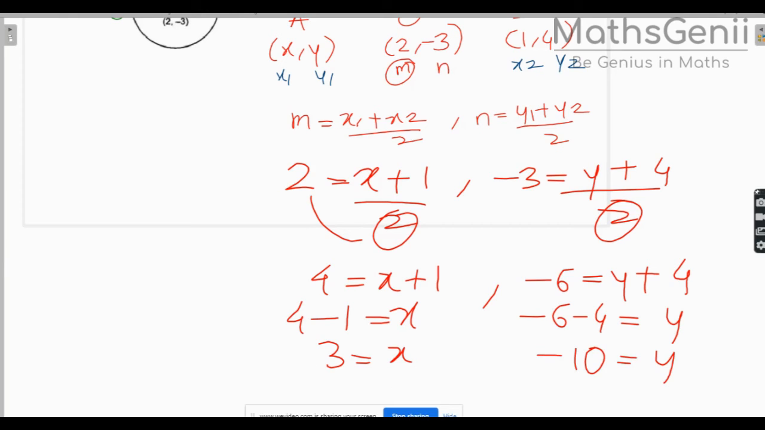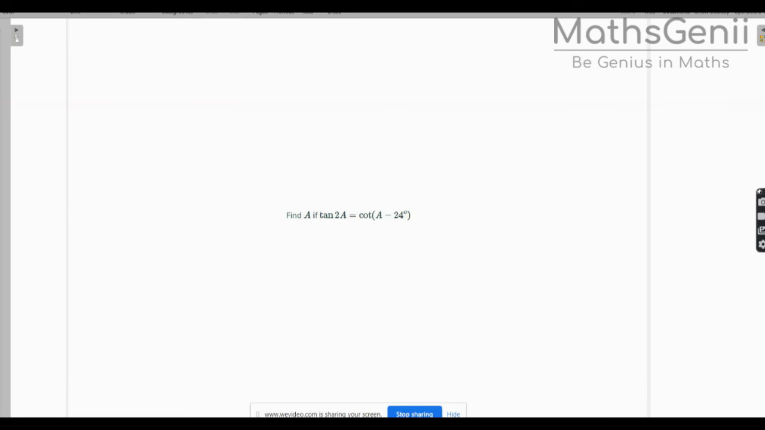There is a similar question that had come in your exam, which I am not going to solve. Okay? This is yet another very simple question that has come from the chapter trigonometry in 2019.